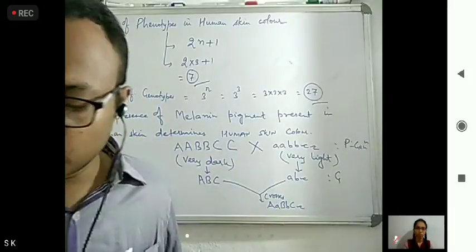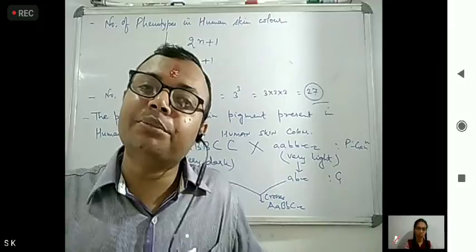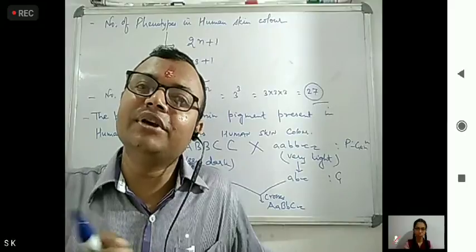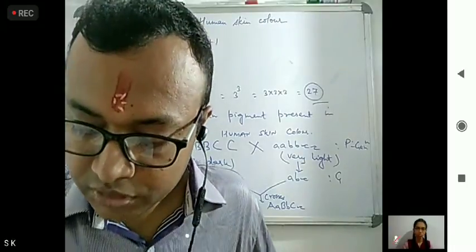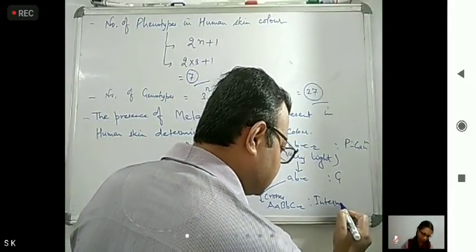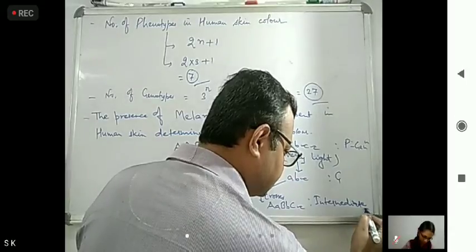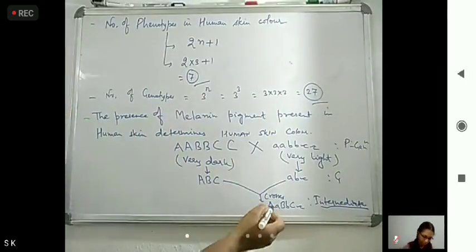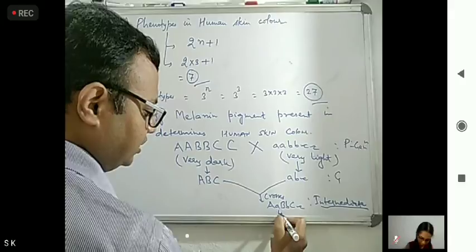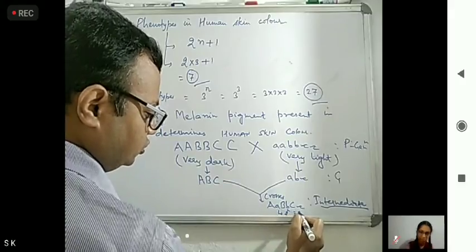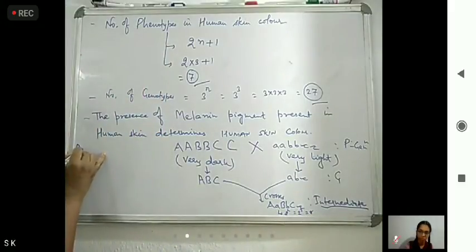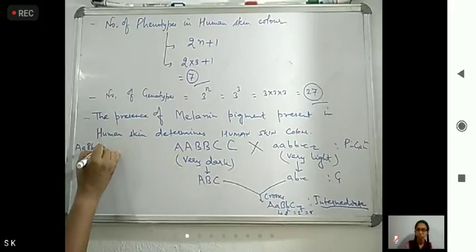Now, here it is intermediate type, because in polygenic inheritance, as I told, there is a mixed type of inheritance. So here the F1 generation will be intermediate type. Now here there are 3 gene pairs: 1, 2, 3. So how many gametes will be there? 2 to the power n. So 2 to the power 3, that is 8. Now, if we come to the F2 generation, capital A, capital B, capital C, small c.